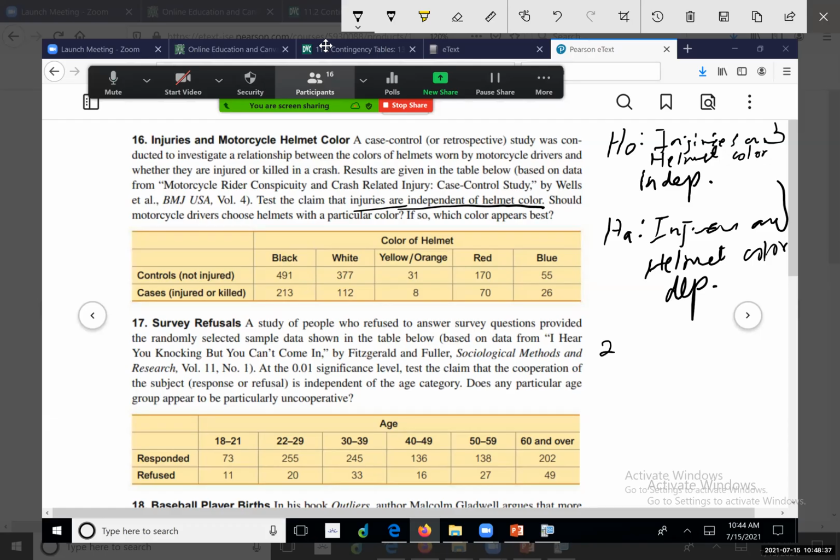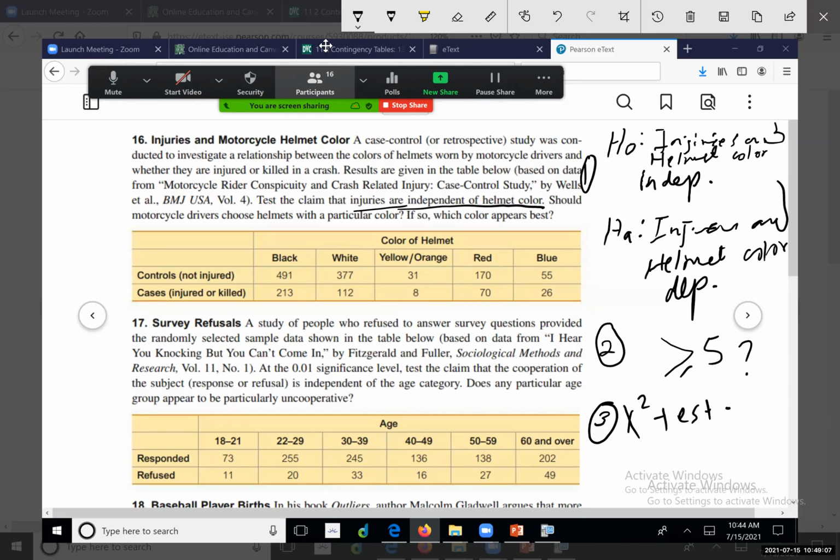So step 2 is showing that the expectations are greater than 5. We just know that after we enter it and they find us B. So we're going to check that. And then let's go and use the chi-square test.